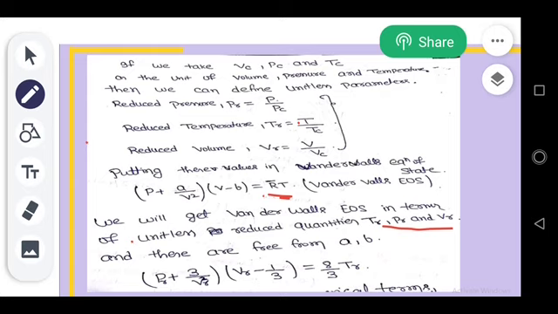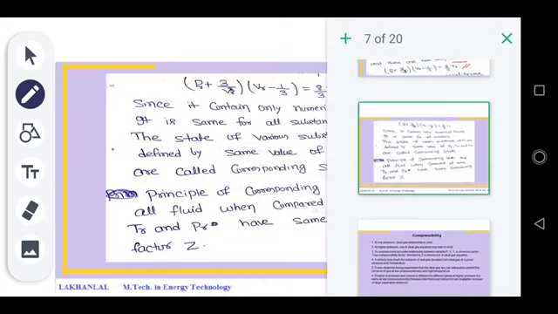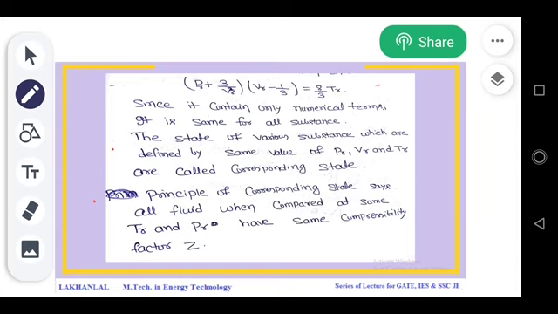And again, you will notice that this equation is free from a and b, which used to be characteristic constants. So this is free from that, meaning this equation can be applied to any gas. Now see here, PR plus 3 divided by VR square, into VR minus 1 by 3, is equal to 8 by 3 TR. It doesn't have any terms containing a and b. So since it contains only numerical terms, it is the same for all substances.